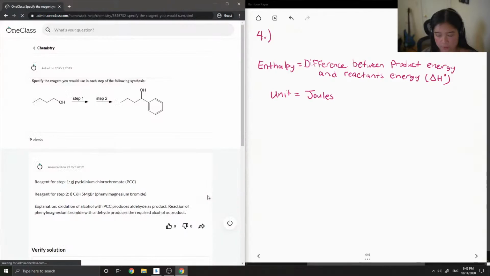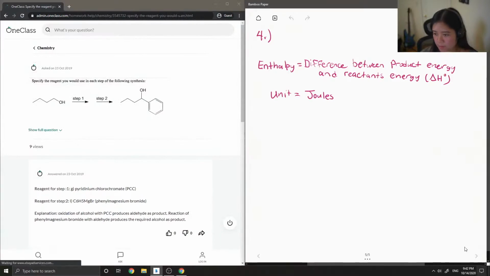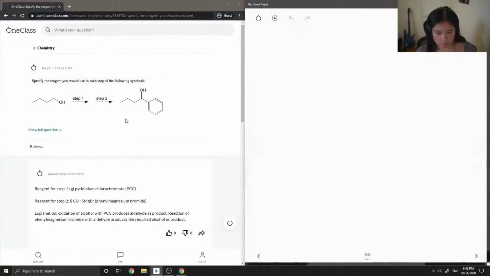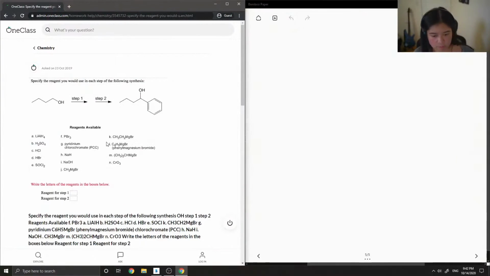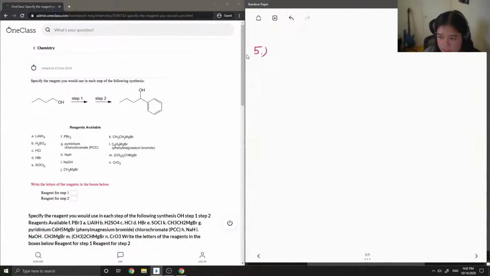So on to question number 5. Okay, so these are one of the fun ones. Question number 5, specify the reagent you would use in each step of the following synthesis. You start off with this alcohol group. It reacts with something to get an unknown product, then reacts with something else.